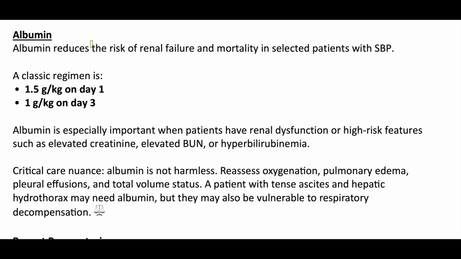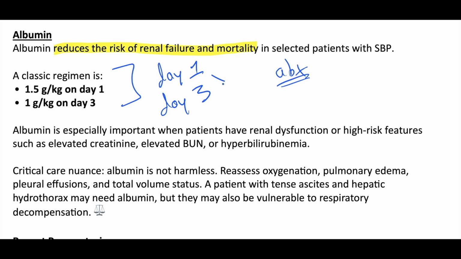Another thing to note is albumin in these patients has been shown to reduce the risk of renal failure and mortality. So you should be giving these patients albumin. So obviously you're going to be giving them their antibiotics, but also give them albumin. This is not medical advice. This is just medical education, but a classic regimen you could consider is 1.5 grams per kilogram on day 1 and 1 gram per kilogram on day 3. So it's kind of weird, right? Many institutions have order sets that just do this automatically, but day 1 and day 3, they should be getting that albumin in addition to their daily antibiotics.